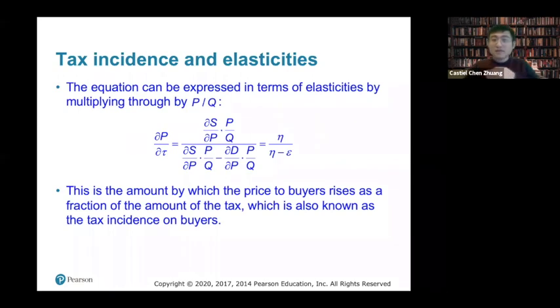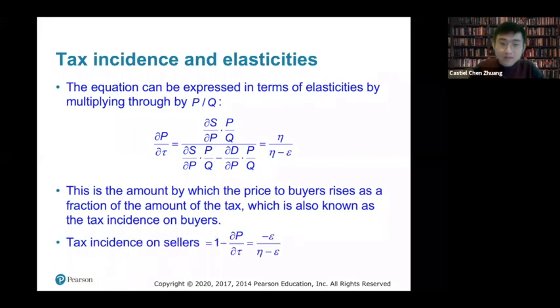So we can use this formula to calculate the tax incidence on consumers by calculating the elasticity first. Sometimes it's easier to calculate elasticity, right? So you just calculate elasticity and apply this formula, and then you get the tax incidence on consumers. And the tax incidence on sellers will just be 1 minus that expression. And then you get this.